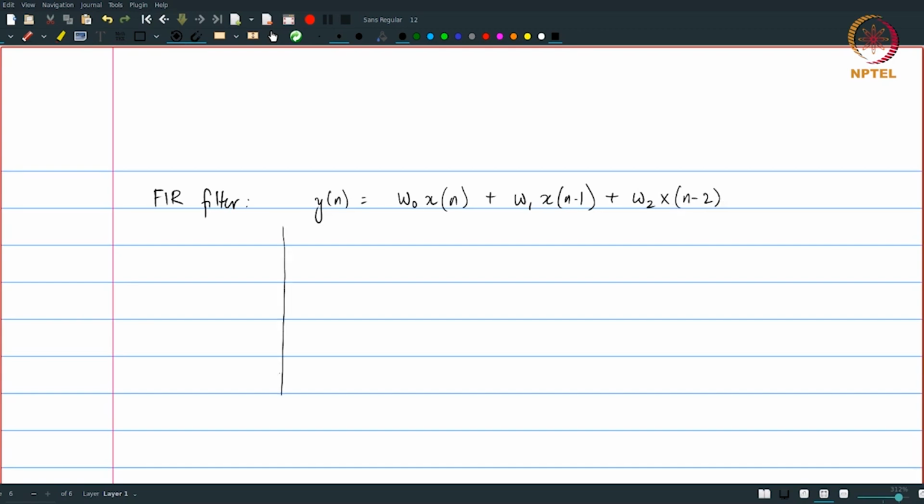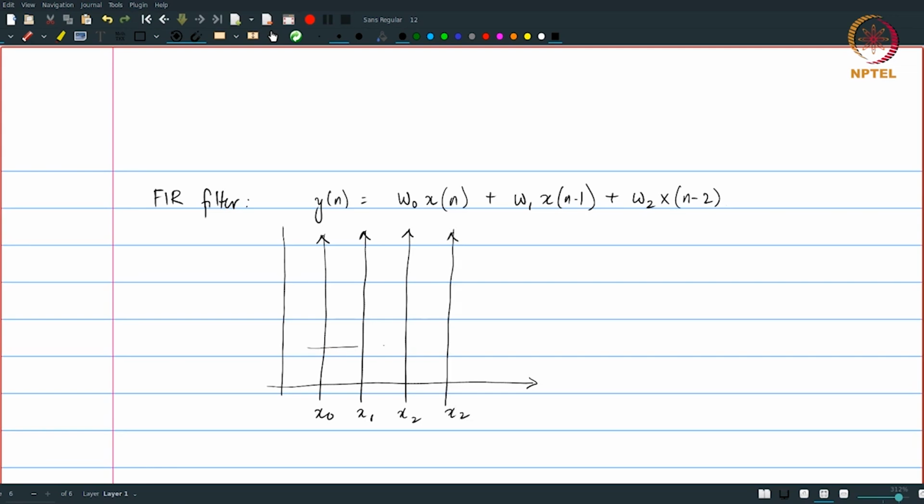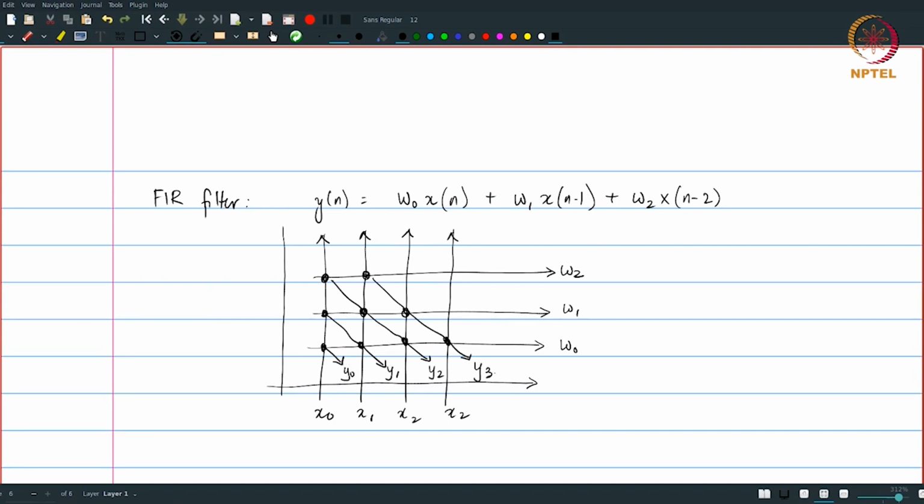And the dependence graph that we obtained for this essentially has the x values as vertical lines, with the x index increasing along the horizontal axis, and the three weights W0, W1 and W2 increasing along the vertical axis. The cross nodes essentially correspond to the computations, and as we saw, the dependence graph that we constructed had the y values being propagated along the bottom right direction. And so on.